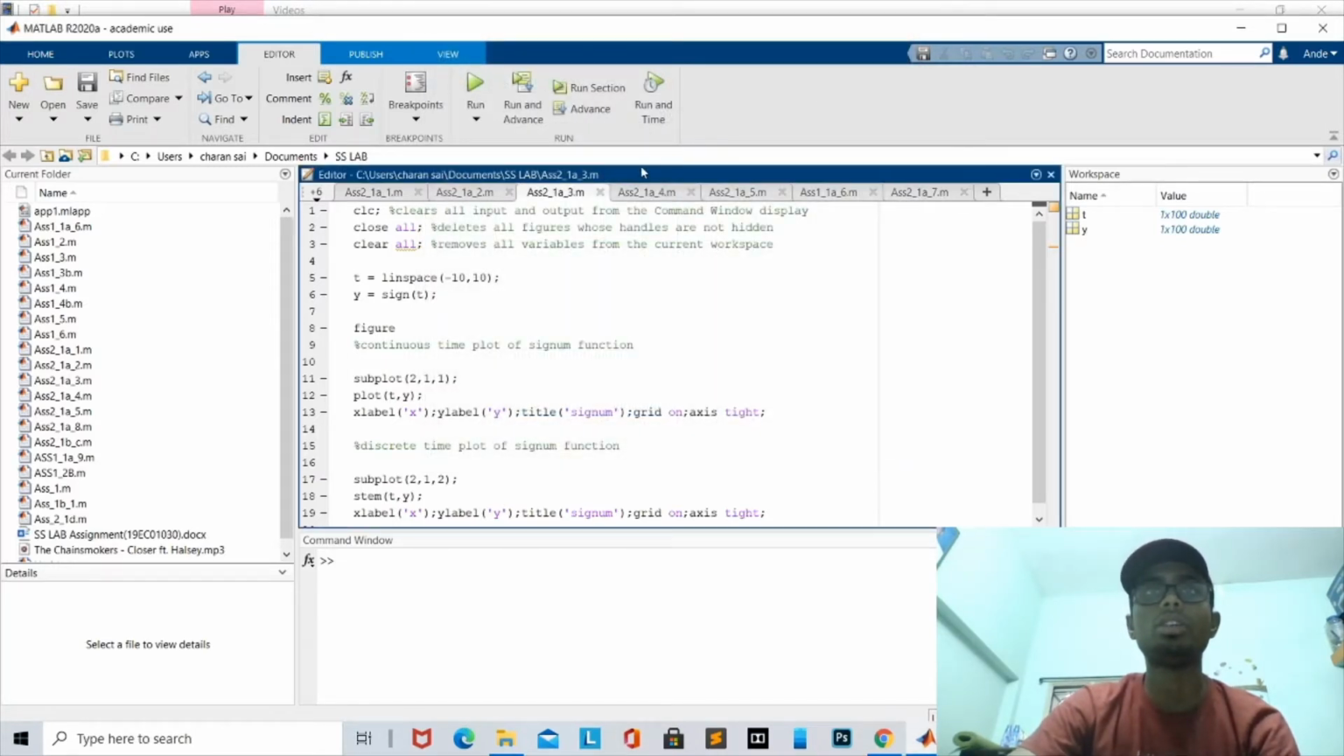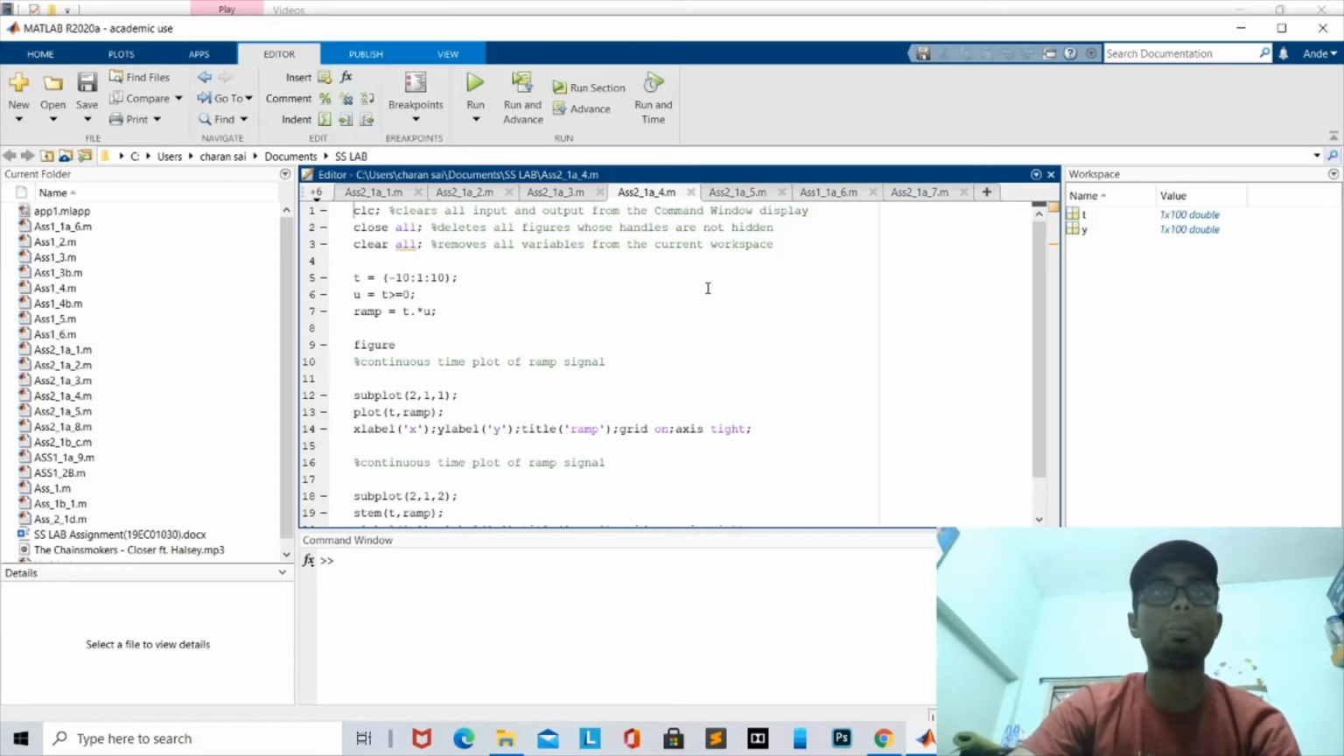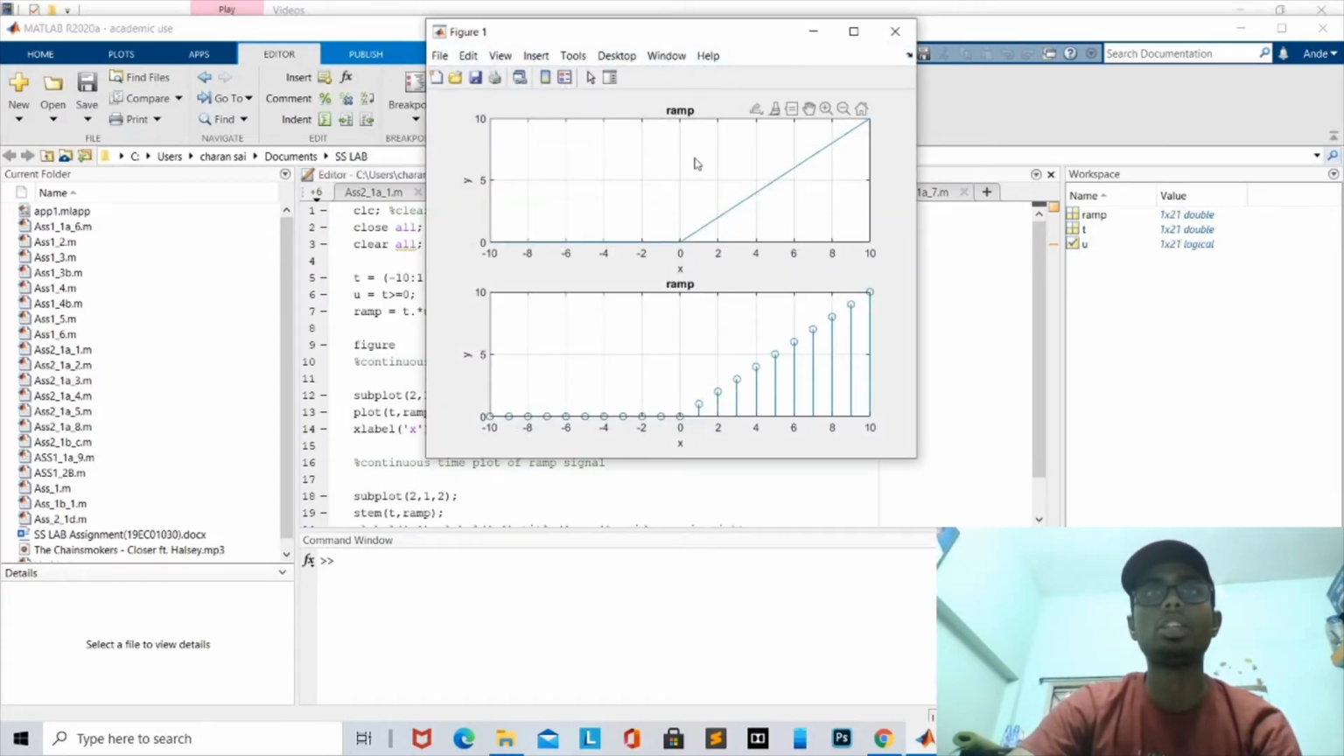And moving to the next elementary signal, it is the ramp signal. So what I have done is I have assigned some limits to time, and I am incrementing it by 1, and I have used commands like u equal to t greater than or equal to 0 and ramp equal to t .* u. So I'll run the code and I'll explain. Here comes the output. The first one is the continuous plot of the ramp signal, and the second one is the discrete plot of the ramp signal. So when t is less than 0, it is equal to 0, and when t is greater than 0, it is equal to y is equal to t with a slope of 1.